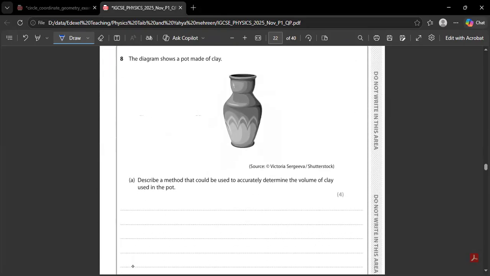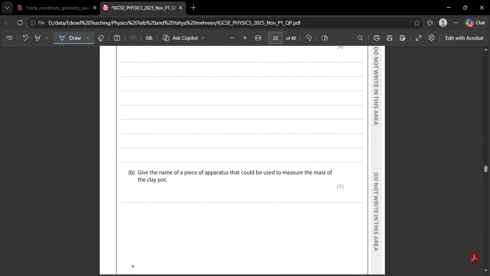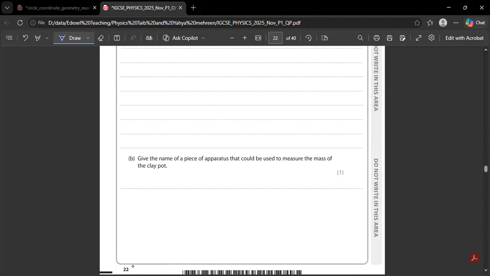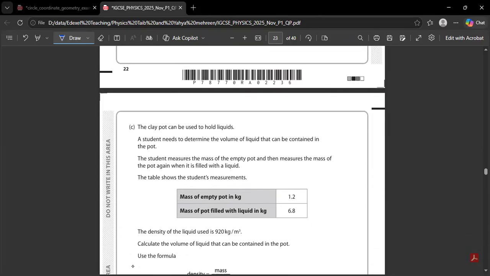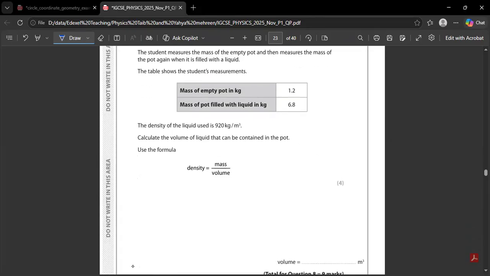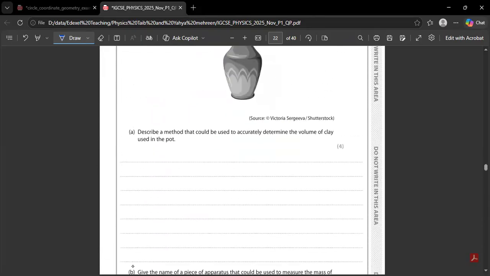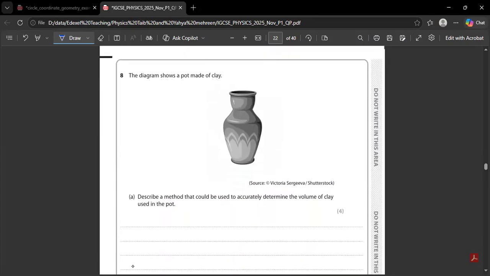All right. Now this question is about measuring the mass of the clay pot and determining the volume of liquid. Okay, this is related to density. Would you guys do this, or okay, let's do this one as well. The diagram shows a pot made of clay.